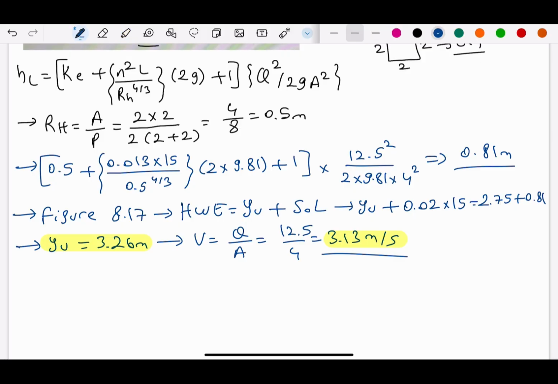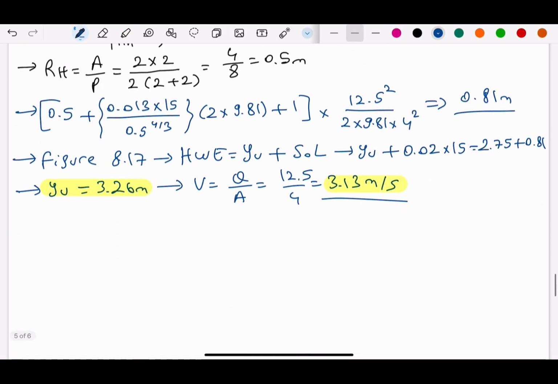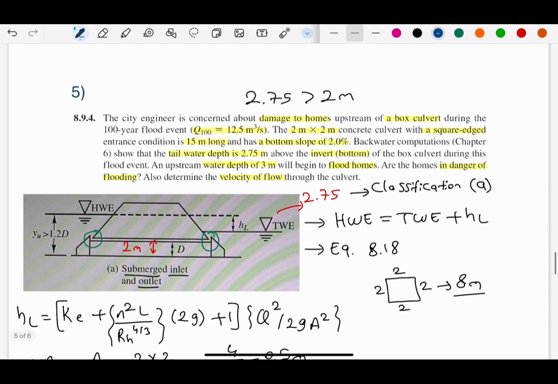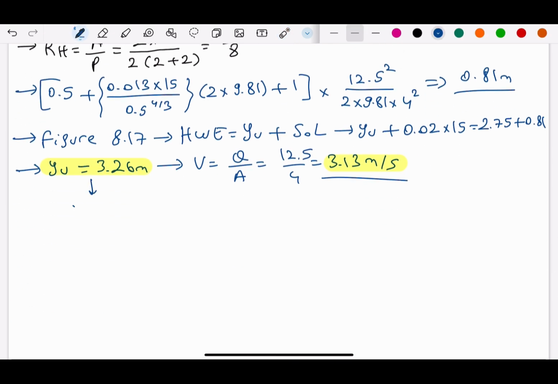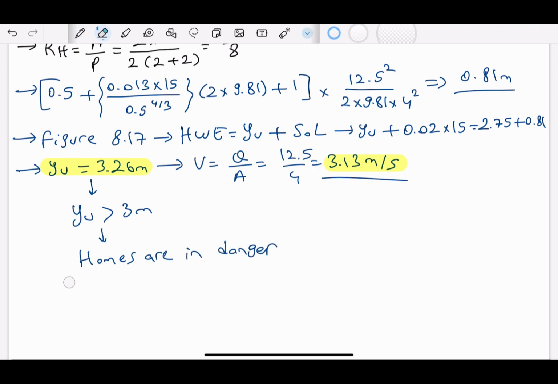And we also need to find the danger for homes. If we read the question again, it says the upstream water depth of 3 meters will begin to flood homes. So upstream depth is higher than the 3 meters threshold water depth. This means homes are in danger during this flood event.